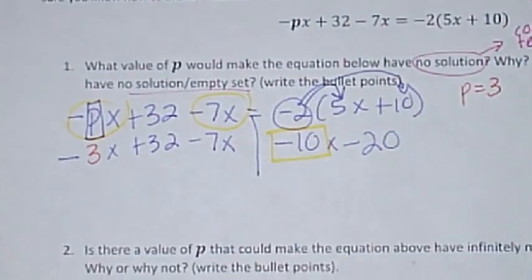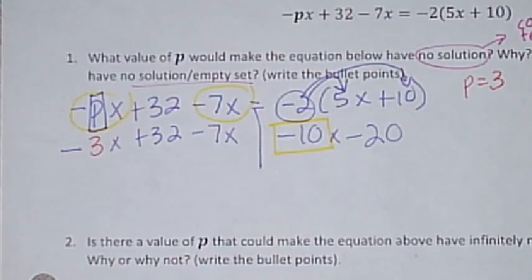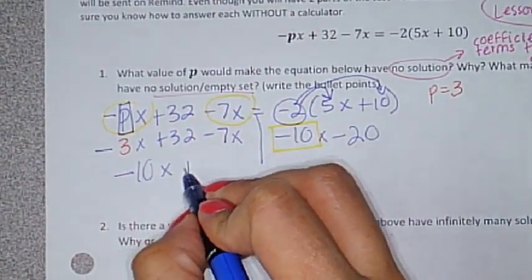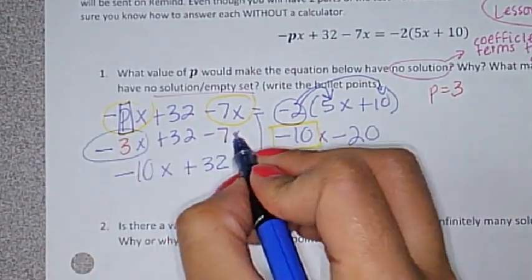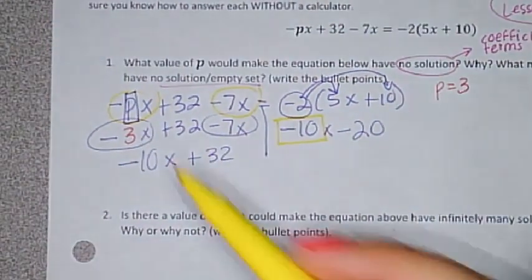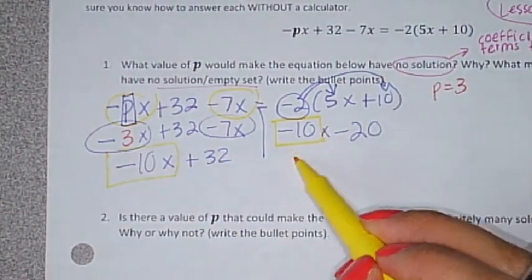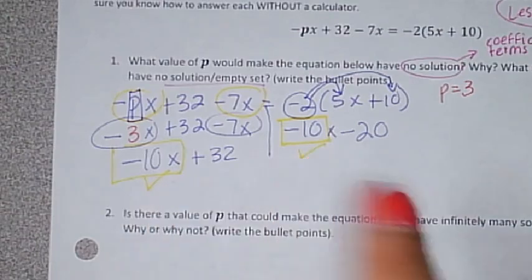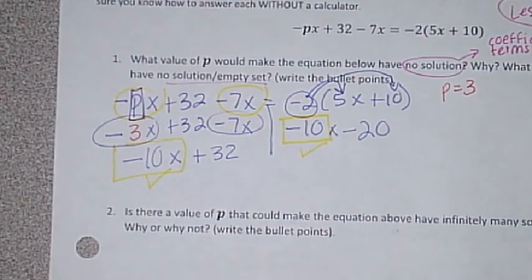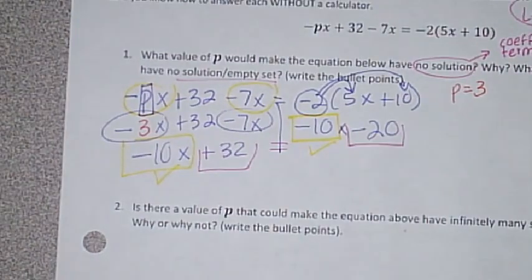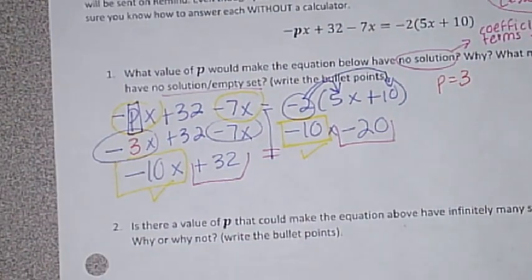Okay, so then from there, I will have negative 10x plus 32 when I put these two together, because when there's two negatives, you add them together. So then, yes, I have negative 10 and I have negative 10. The coefficients of the variable terms are the same, and the constants are different. Okay? So that is a no solution problem.